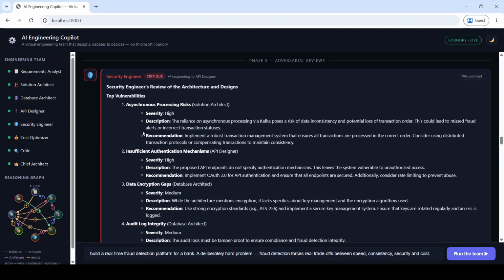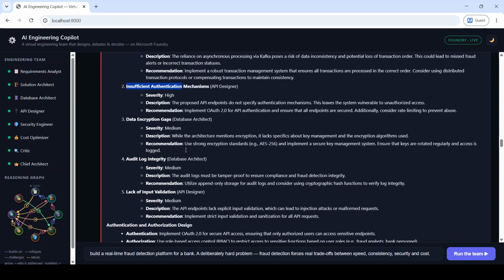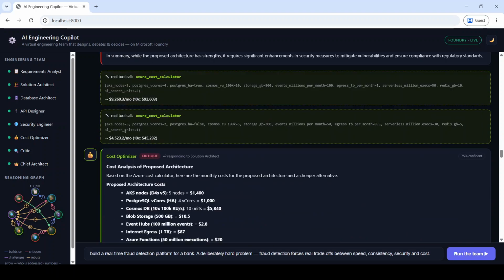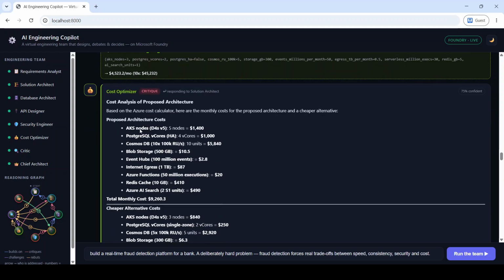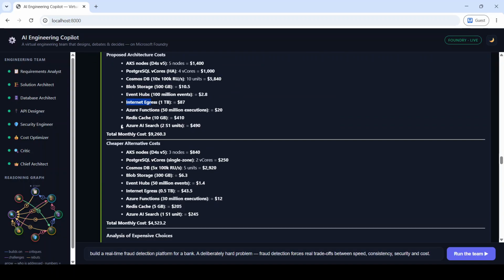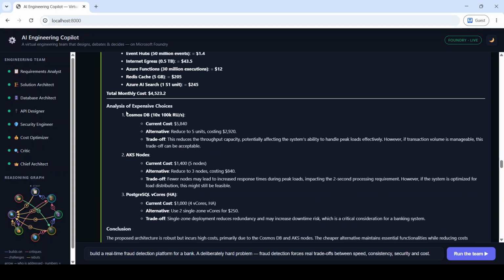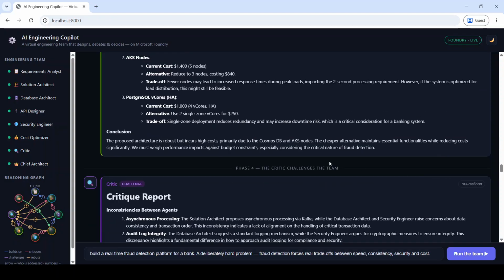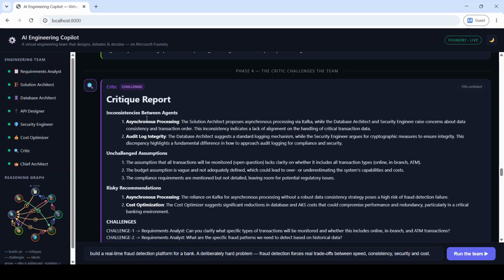Now the security engineer is saying top vulnerabilities: asynchronous processing risk, insufficient authentication mechanisms. And you can see the real Azure cost calculation for maintaining the infra. You can see the proposed architecture cost, AKS nodes, DB nodes, blob storage. So what cost we have to spend for each resource, total monthly cost, and it suggested in conclusion that it incurs high cost primarily due to the DB and AKS nodes. Cheaper alternatives might be essential for functionalities. And you can see this critic report.